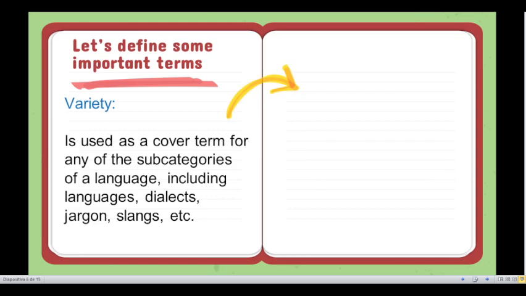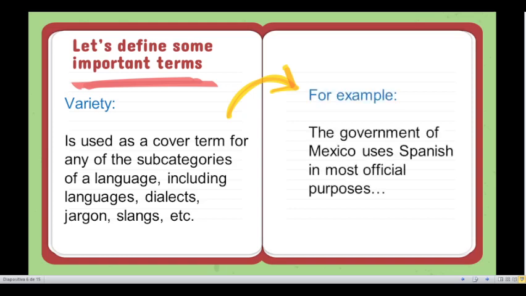Now, variety is used as a cover term for any of the subcategories of a language, including languages, dialects, jargons, slangs, etc. Let's see an example. The government of Mexico uses Spanish in most official purposes. And we can continue with more, because my example is just covering the subcategory of language.